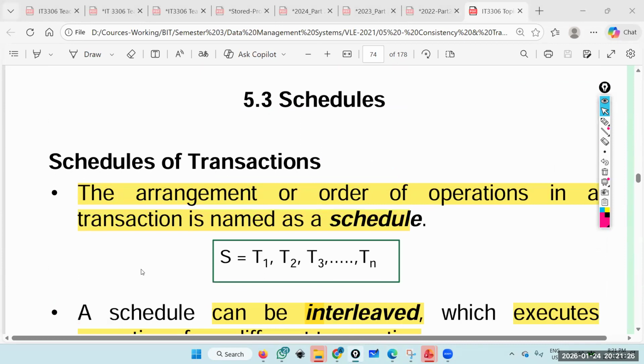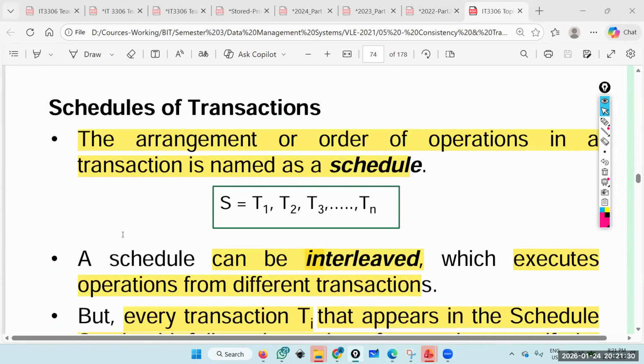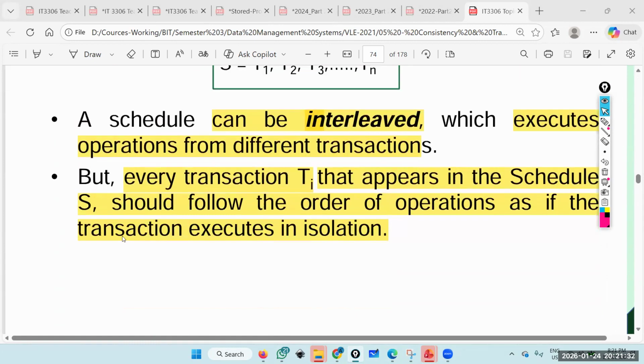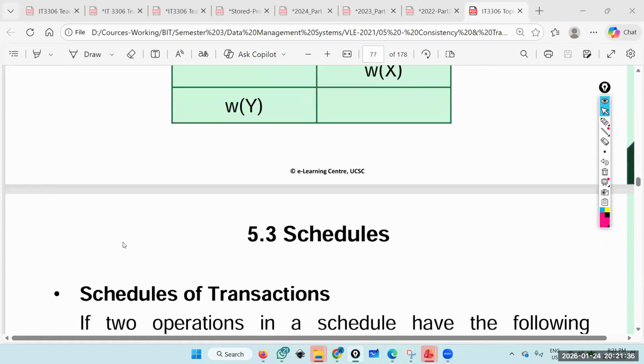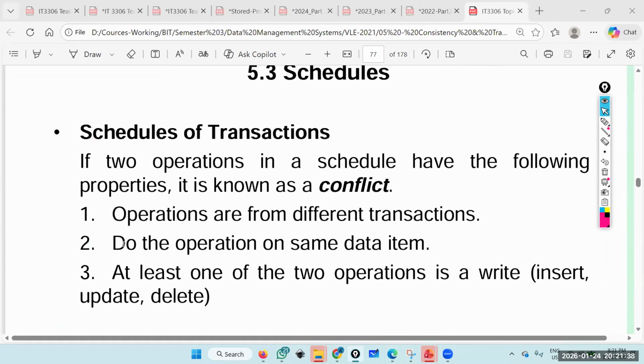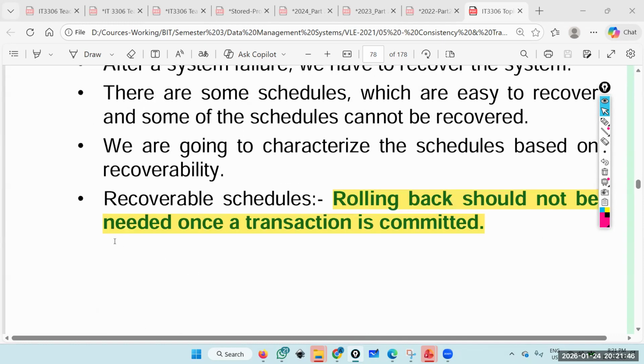Right. So then what is a serial schedule? What is a conflict serializable schedule? What is a view serializable schedule? Using a precedence graph or dependency graph, how do we check whether a particular schedule is conflict serializable, and what is the equivalent serial schedule?